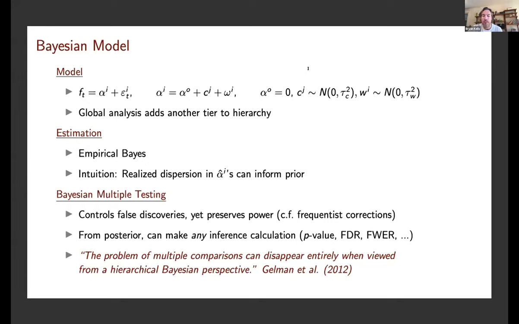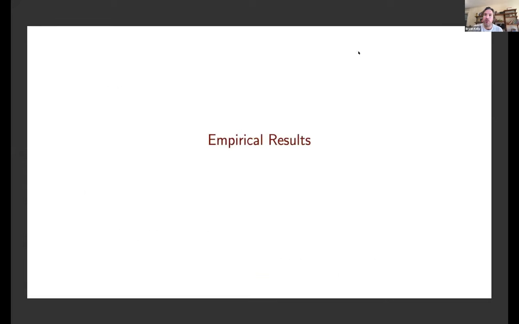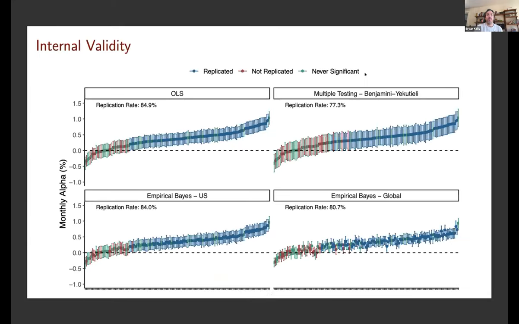We have a ton of detail on this in the paper. So for those of you that are interested in the nuance of this, it's pretty fascinating. I think it's very well suited for finance problems. But I'm just going to quote Gelman here and then move on. The problem of multiple comparisons can disappear entirely when viewed from a hierarchical based perspective. And we have a lot of additional detail in the paper to elaborate on that. All right, so let me move now into the empirical results. So this is the first set of analyses that I'd show you.